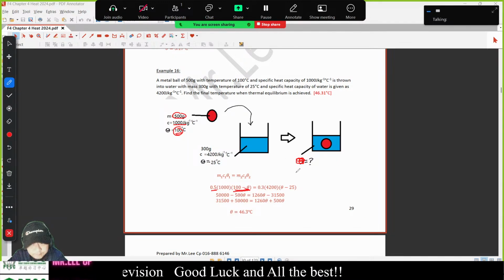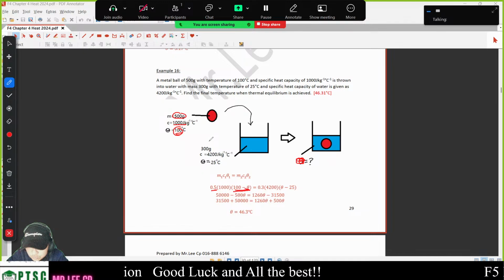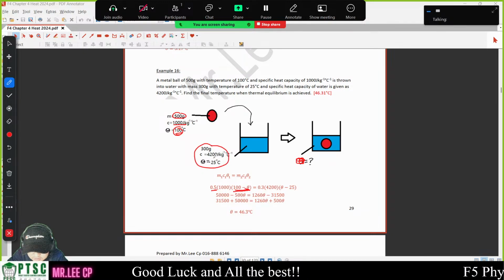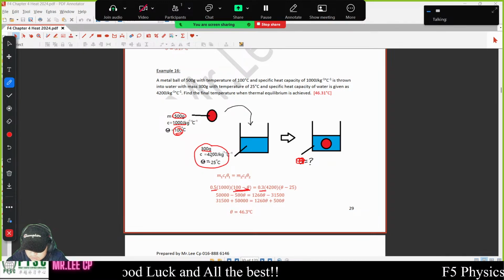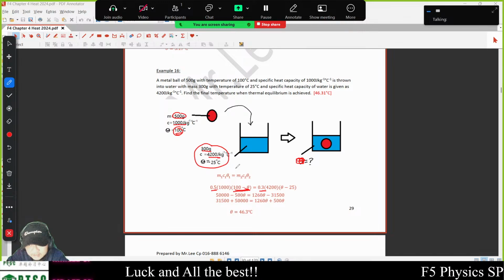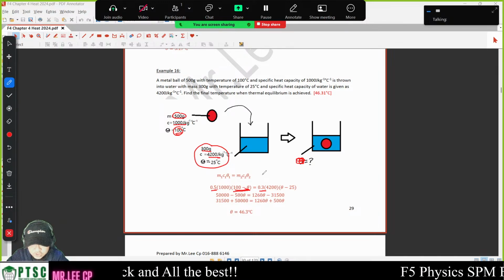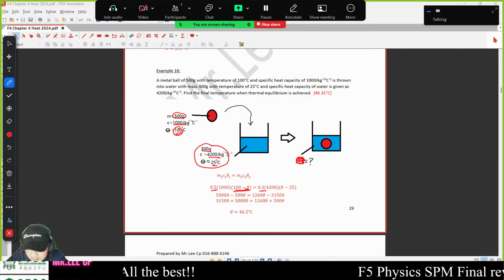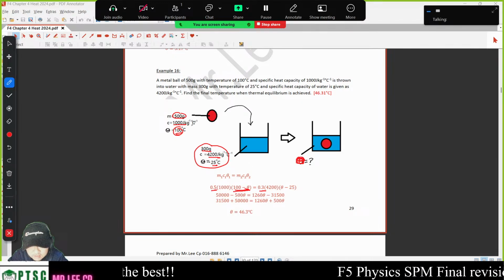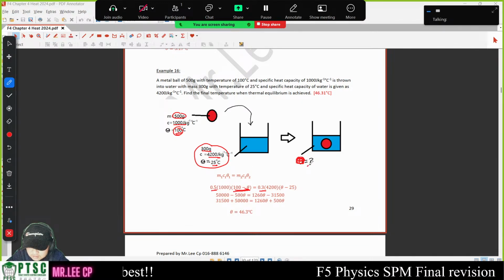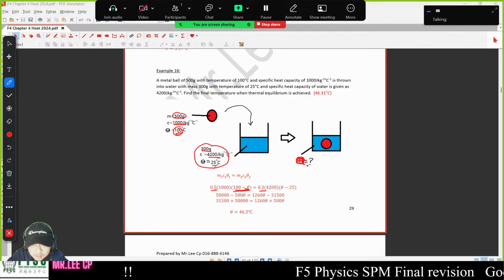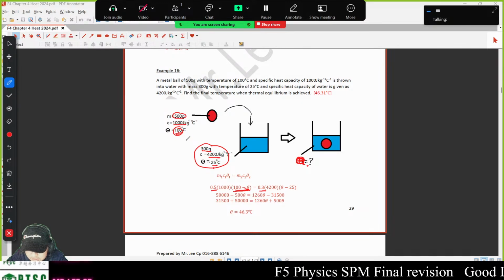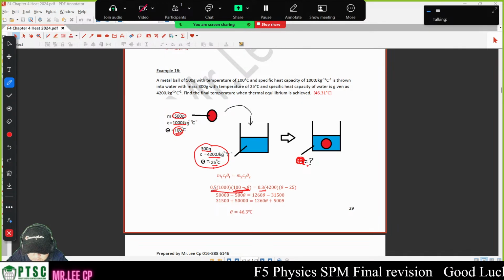Okay, now is equal to mcθ here, mcθ of water. m is 0.3, c is 4002, and then the change in temperature is θ minus 25, not 25 minus θ. Teacher, this one you use 100 minus θ, but this one θ minus 25. You have to use bigger minus smaller one, because this one is a positive number.